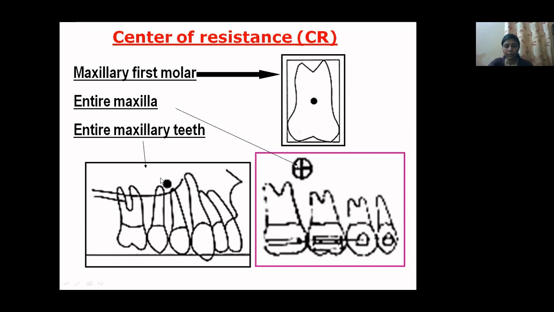So whatever movement we want, if we want to move the entire maxilla, our line of force should pass through the center of resistance, or above or below it. Depending on that, tipping of the palatal plane or the entire maxilla will occur. Similar rules will be applied for the whole dentition.